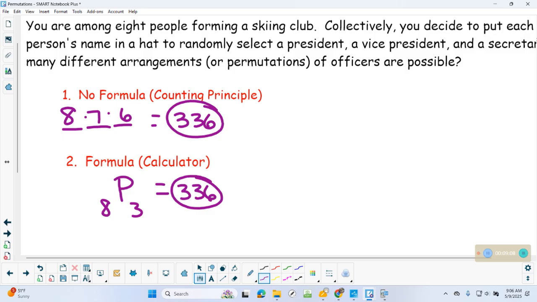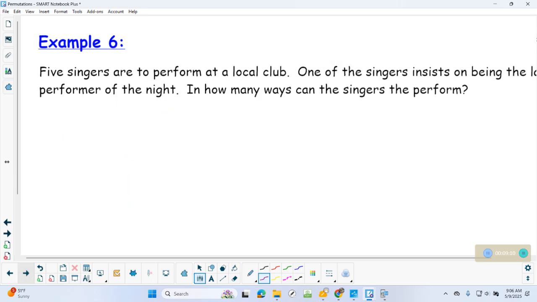Let's read the next one and see what we want to do. Okay, 5 singers are to perform in a local club. One of the singers, of course, one of them has to be a pain, wants to perform last on the night. How many ways can the singers perform? So somebody has to be last.